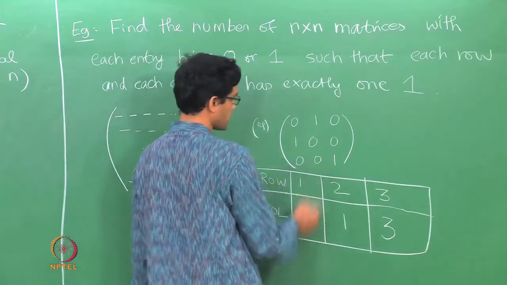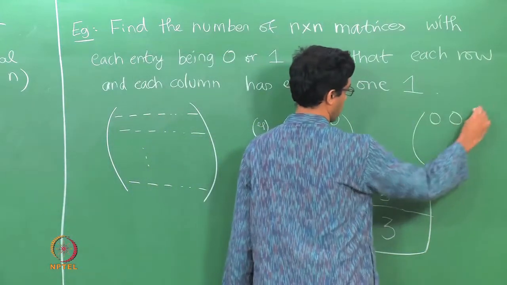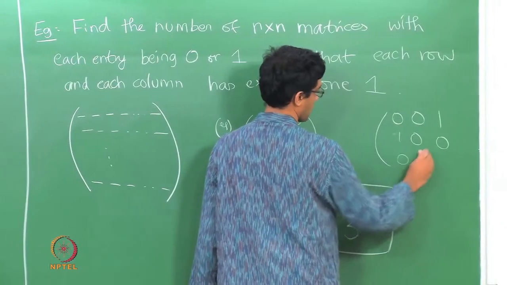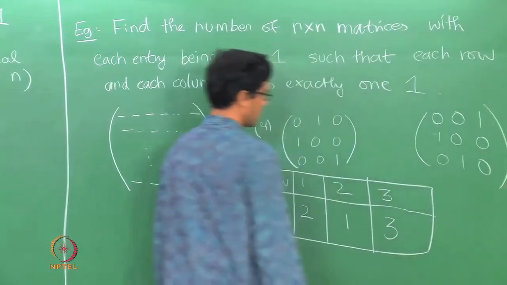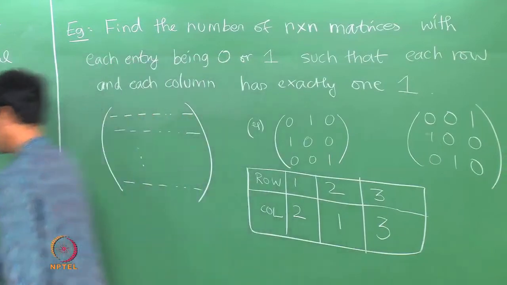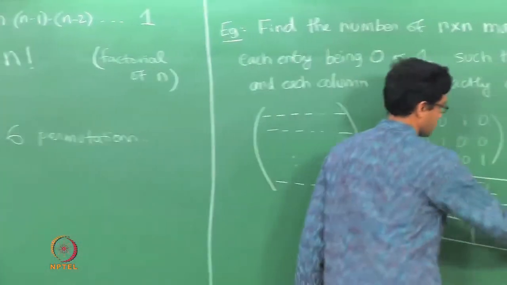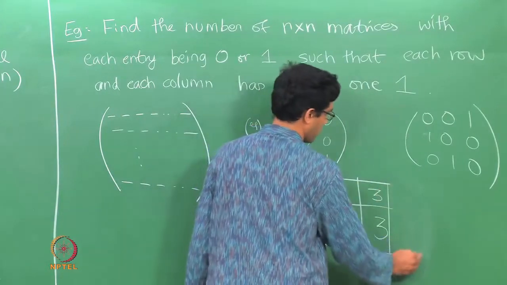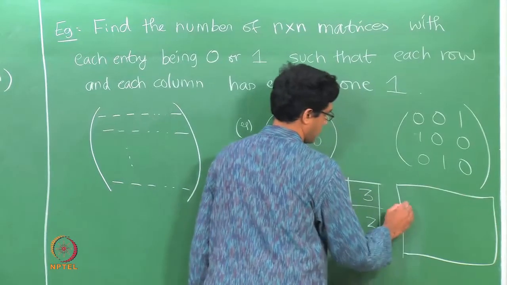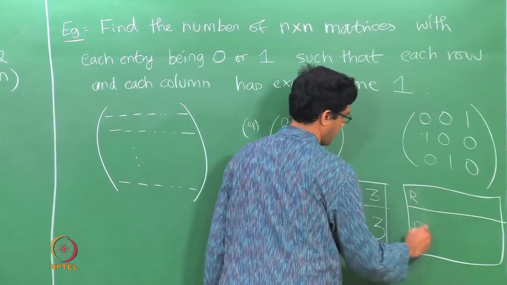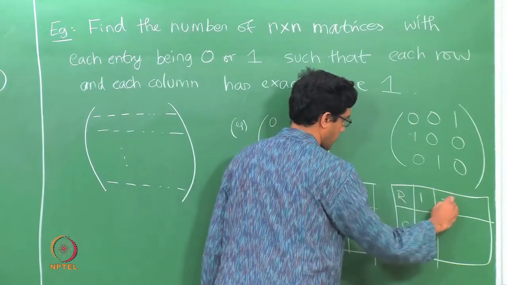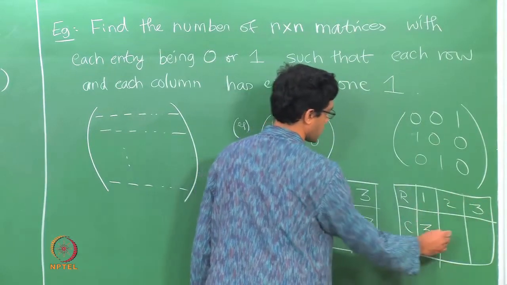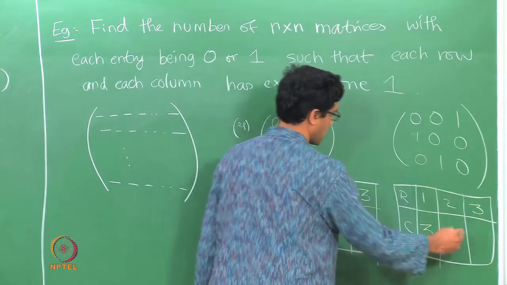So for instance, instead of this matrix, if you had say 0 0 1, 1 0 0, 0 1 0, if you had a matrix like this, then instead of this table you will construct a table with row, column, row number 1, row number 2, row number 3, and in the first row the 1 is in the third column, in the second row it is in the first column, and in the third row it is in the second column.